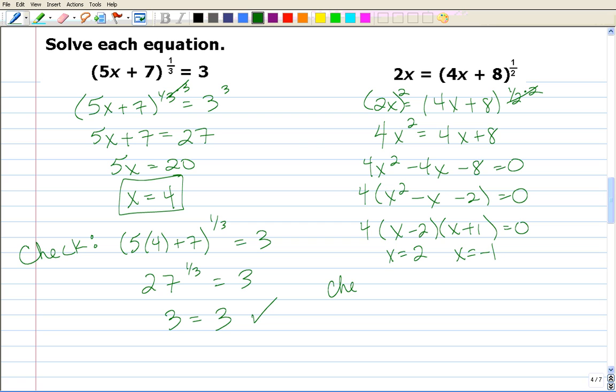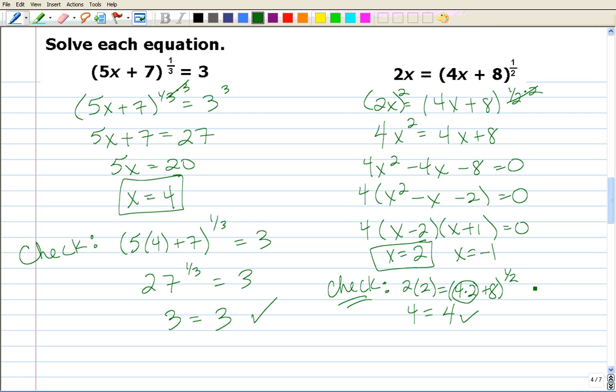Again, let's check these answers. So 2 times 2 equals 4 times 2 plus 8 raised to the 1/2. So there I'll have 4 equals, that's 8, so 8 plus 8 is 16, and 16 to the 1/2, or the square root of 16 is 4. That one checks out, so we know that 2 is an answer.